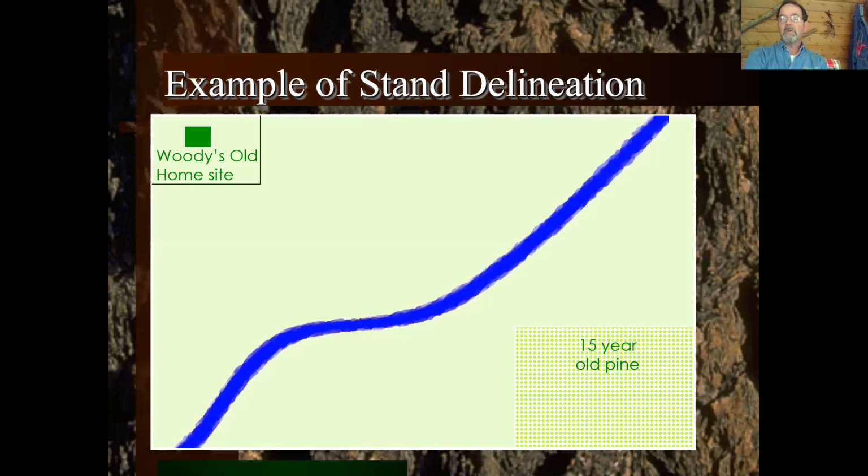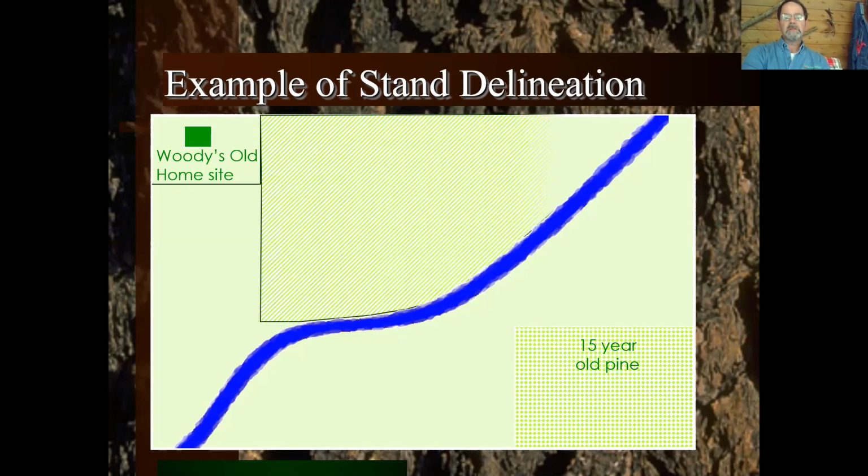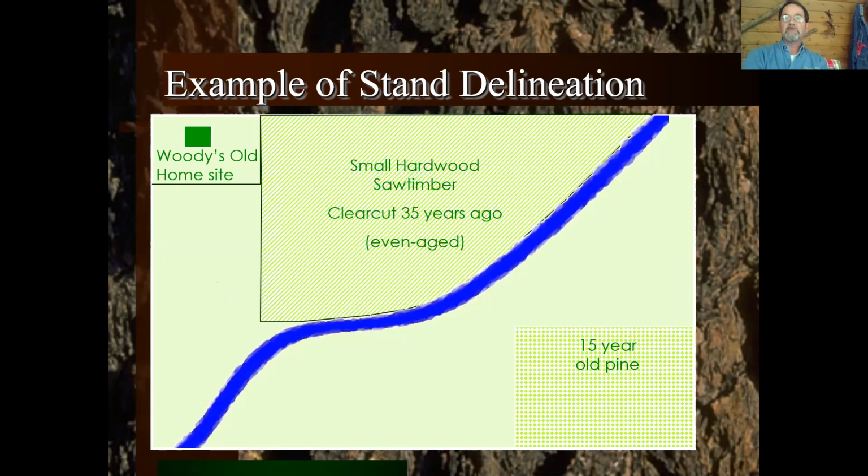So it's 15 years old. The trees very soon will need their first thinning. Normally at about 17 to 18 years, we're going to thin those pine stands. So that's one stand. Up here is an area that Woody clear cut 35 years ago. He was preparing for retirement, wanted to build up his nest egg, and this stand was mature.